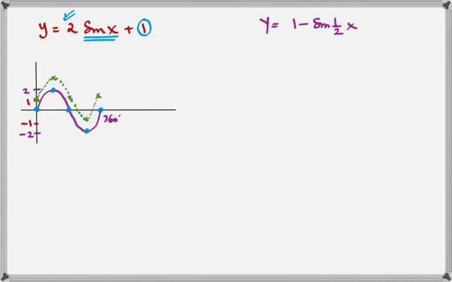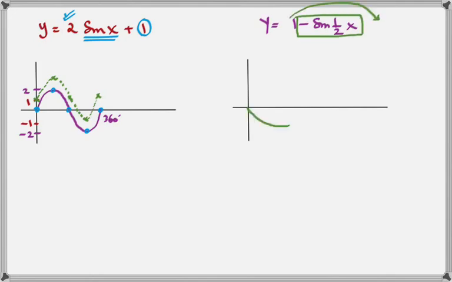Y is equals to 1 minus sine half x. Basically, it's minus sine half x plus 1. Draw the graph of sine half x. Reflect it in the x-axis. Once the reflection is done, translate it up by 1 unit.